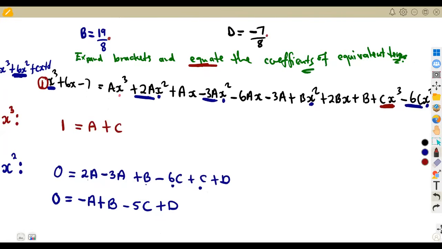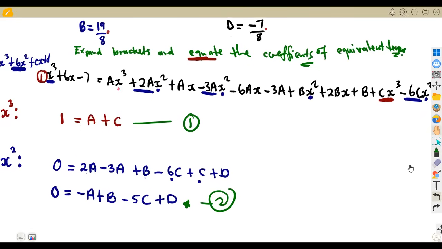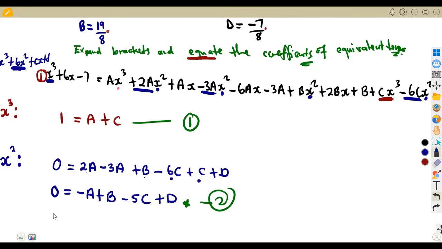So I'm just going to take this part from these coefficients, and let us substitute. Let us just say this is equation 1 and this is equation 2. From equation 2, I'm going to substitute the values that you are given. So 0 is equal to minus a, there's nothing there, plus b. We got b as 19 over 8. So it's going to be 19 over 8 minus 5c plus d. Our d is negative 7 over 8, so it will be plus minus, which is minus 7 over 8 like this.